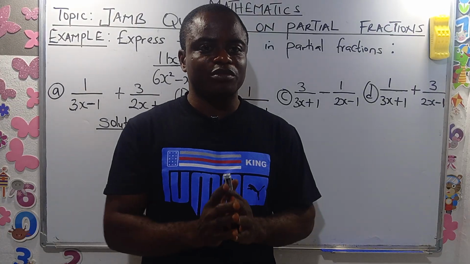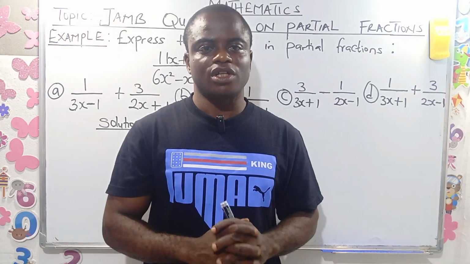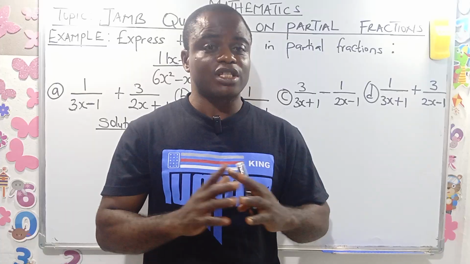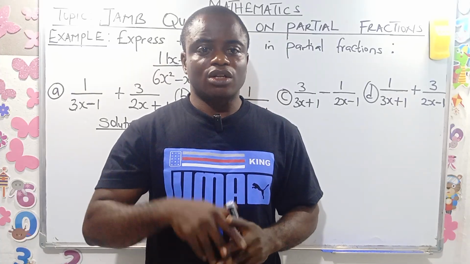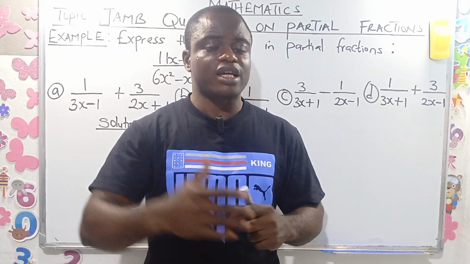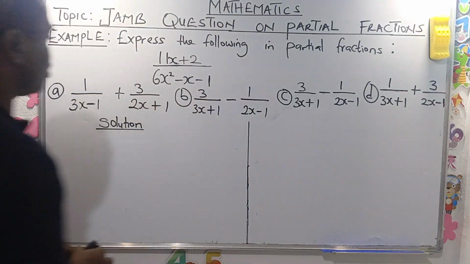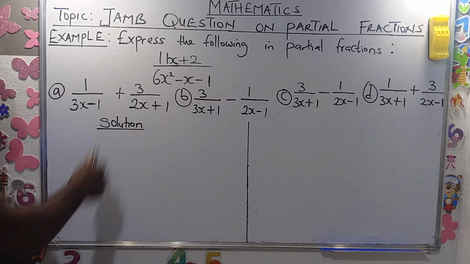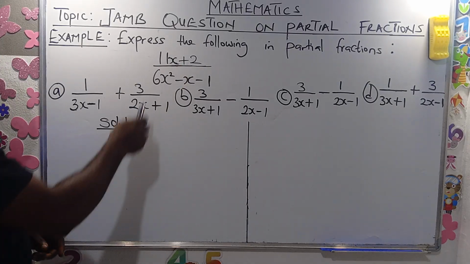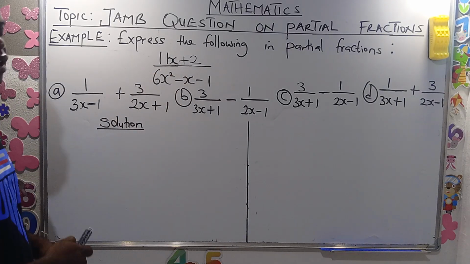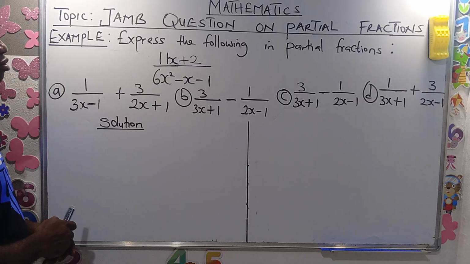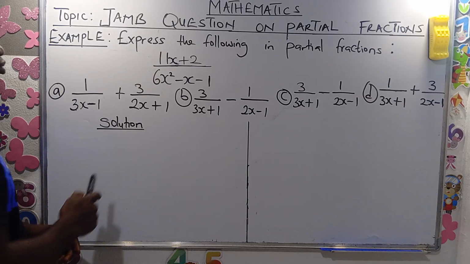Today, I want to solve a problem involving partial fractions. It's a question that often comes out in the Joint Admission and Matriculation Board exam, and also in other external exams. Please let's listen attentively. The question goes thus: express the following in partial fractions: 11x plus 2 over 6x squared minus x minus 1.